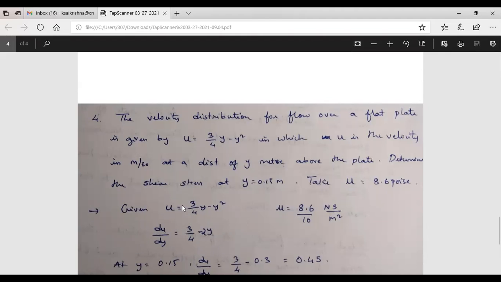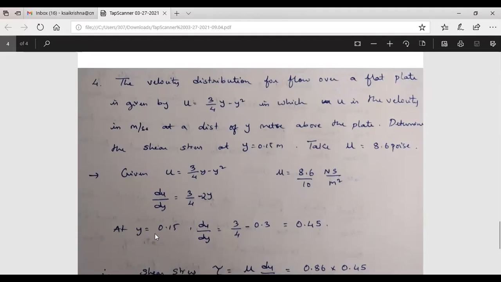I think you all know this. Du by dy, with respect to y, if you do, we'll get y as 1, y square becomes 2y. So du by dy equal to 3 by 4 minus 2y. And what he gave here in terms of poise is the mu value. So mu becomes, what do you know, 1 poise equal to 1 by 10th of Newton second per meter square. So it becomes 8.6 by 10 Newton second per meter square. This conversion is a must. And next thing, he said you need to find the velocity gradient at which distance y. So y equal to how much? 0.15 meter. So now you have to take y equal to 0.15.